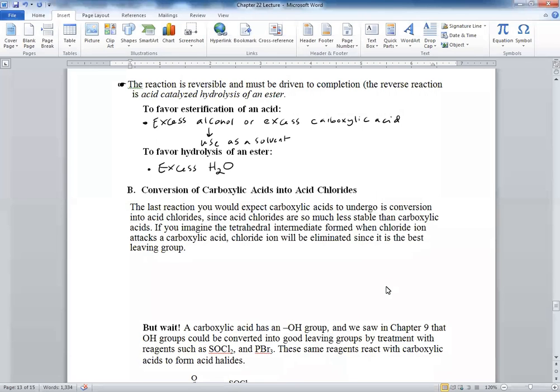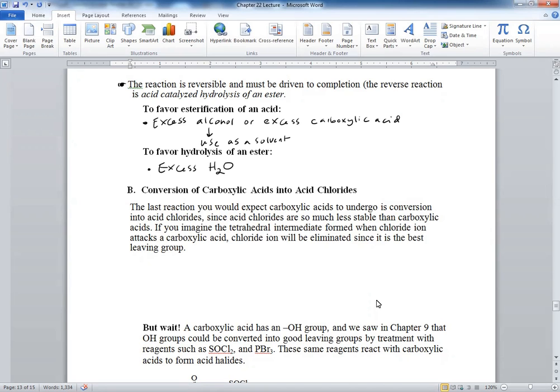Conversion of carboxylic acid into acid chlorides. Now, you probably know by now that you can't simply add a Cl minus, a chloride ion, to a flask or a round bottom flask with carboxylic acid in it, like acetic acid, and expect the reaction to go to completion to make the acid chloride.